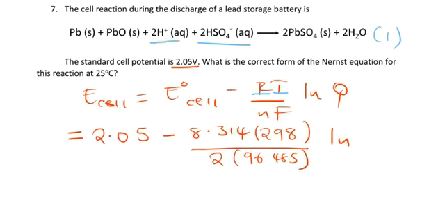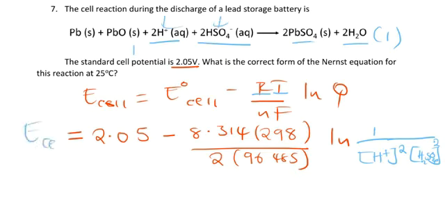Okay. So what we might expect is the solids and the liquids, you take them as ones. In other terms, only the aqueous and gaseous states appear in the K or Q expression from the study of chemical equilibrium. For the products, we don't have anything gaseous or aqueous, so just put the one. Over the reactants, we have hydrogen ion raised to the power 2, and also sulfuric acid raised to the power 2. Remember the concentrations are raised to the stoichiometric coefficients. So if we are given the concentrations of hydrogen and the sulfuric acid, we can perform the calculation and determine the non-standard cell potential of that battery.